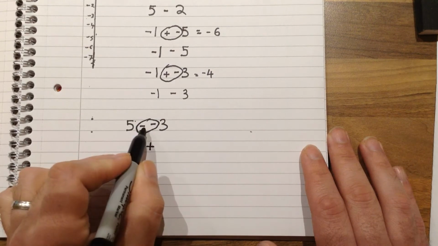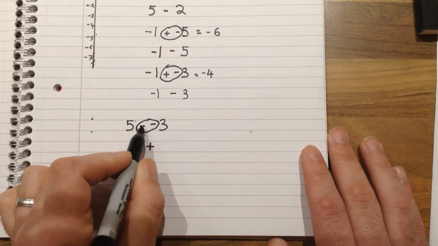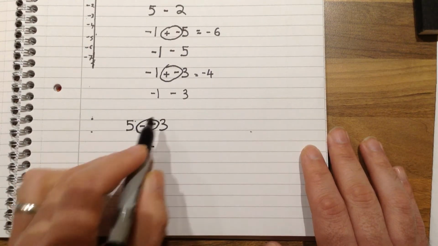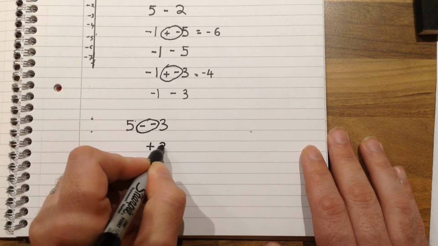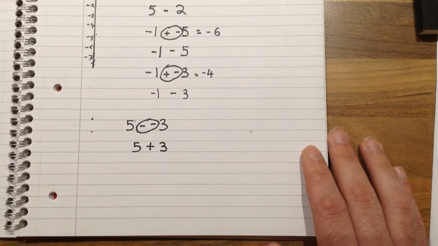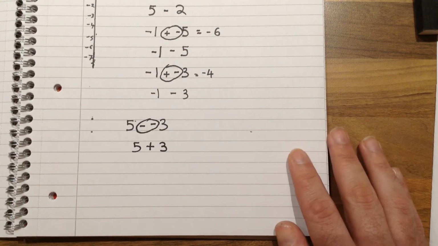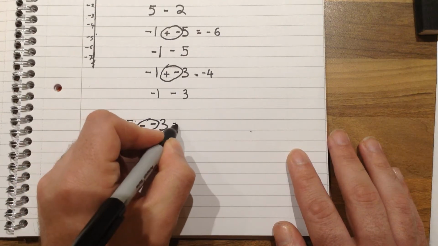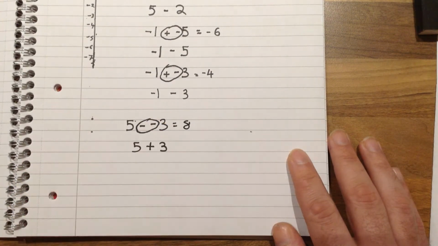Nothing to do with the numbers, just the fact that these 2 are next to each other. I then move this 3 down onto my next line, and this 5 to give me 5 plus 3. Well, 5 plus 3 is 8, so the answer to this one is also 8.